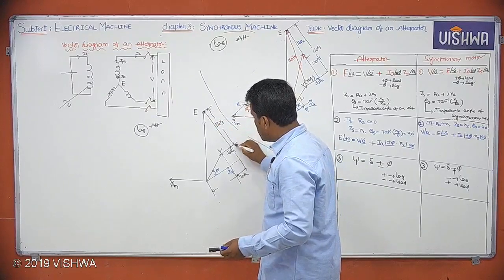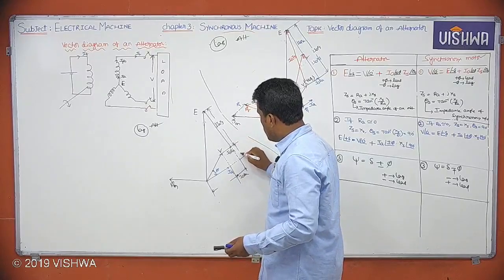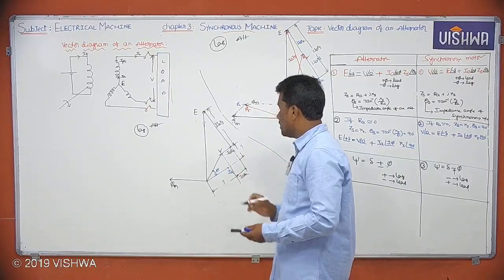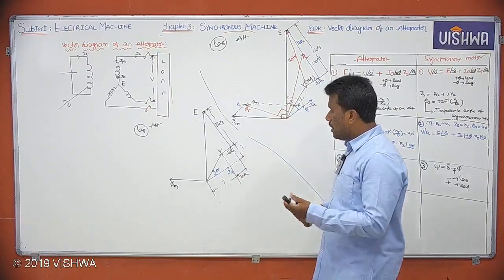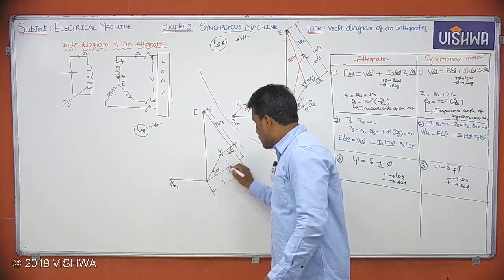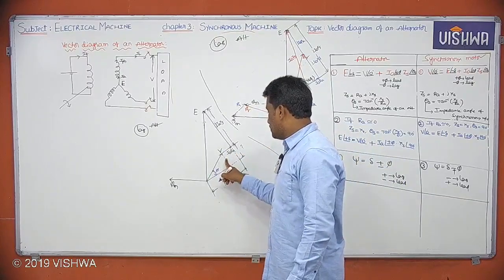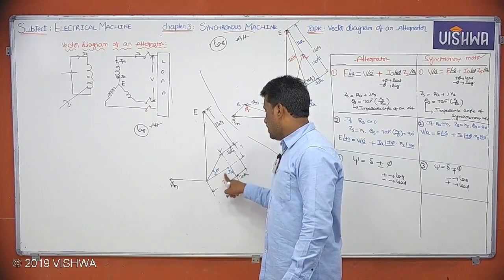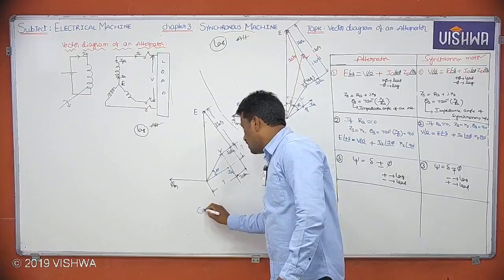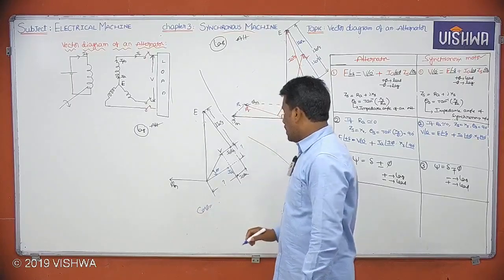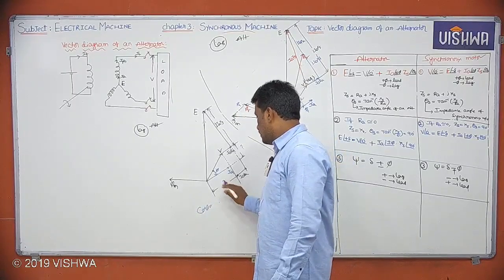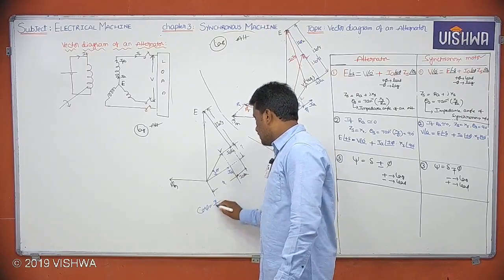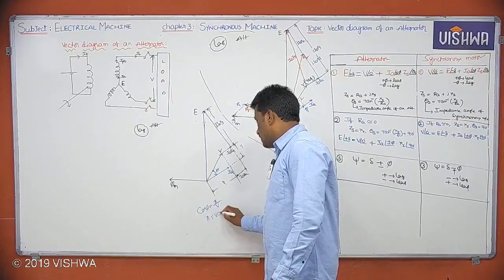In addition to this, I need here one more value. This value you should know. For that, what you have to do? For this triangle, this opposite side, hypotenuse, adjacent side. If you want adjacent side, apply cos phi formula. Cos phi is equal to adjacent side by hypotenuse. Let me take this one as x. x by V is equal to cos phi, so x is equal to V cos phi.